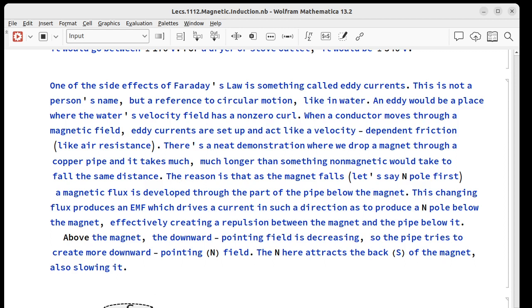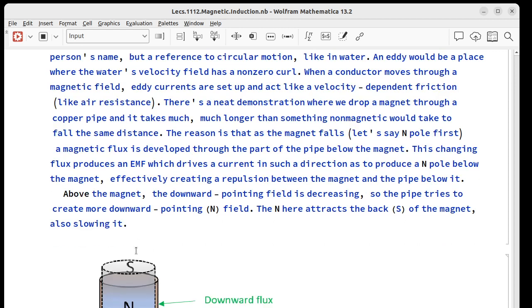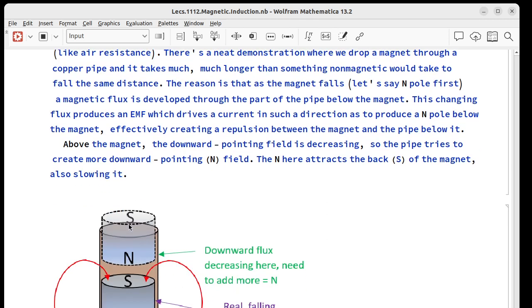We drop a magnet through a copper pipe. It takes much, much longer than it would take if we dropped a piece of wood through a copper pipe, or if we dropped the magnet through a plastic pipe of the same length. It takes very much longer, and the reason is, as the magnet falls, let's pretend the North Pole is pointing down, because something will be pointing down, either north or south.